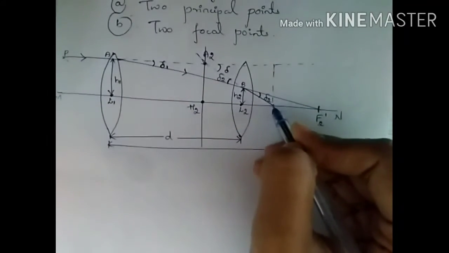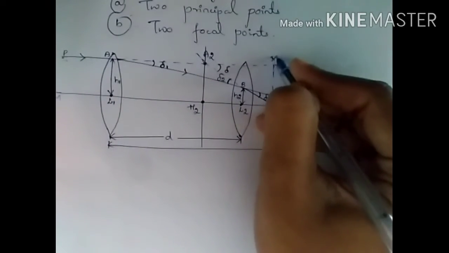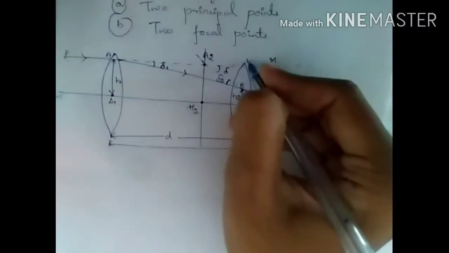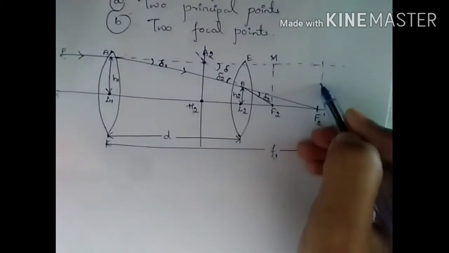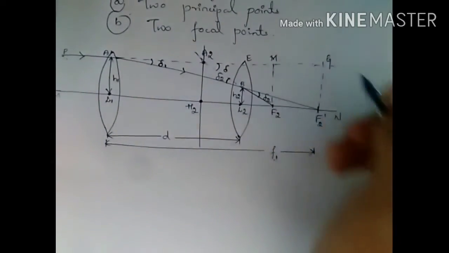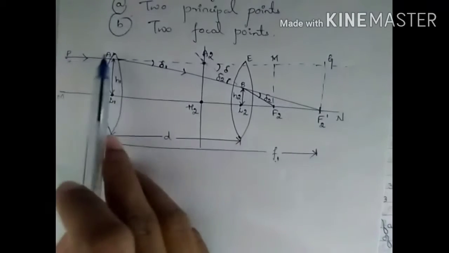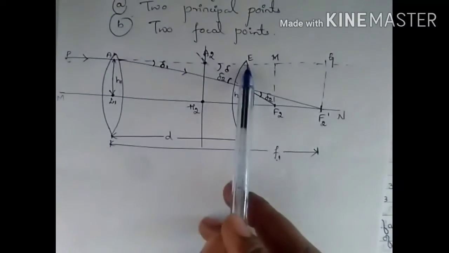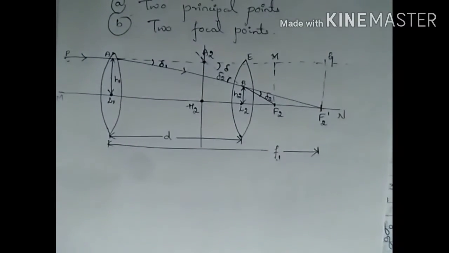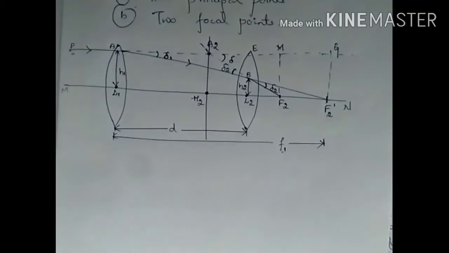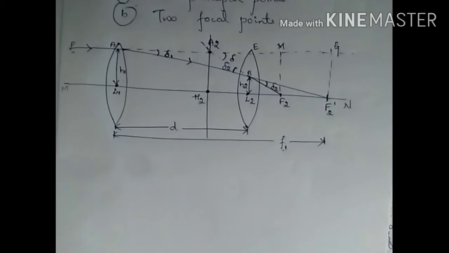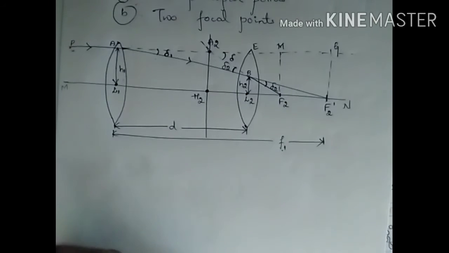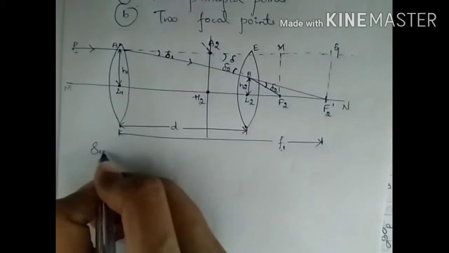Let me draw this perpendicular line. Let us call this point M and this point E. If we extend this more, then we will get another point, that is G. So we have PA, E2, EM, G in a line. With this diagram, now we have to find the distance, or the position, of the second principal point. So the second principal point from the second lens is what?